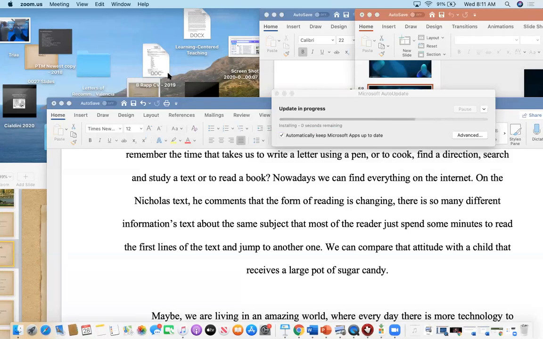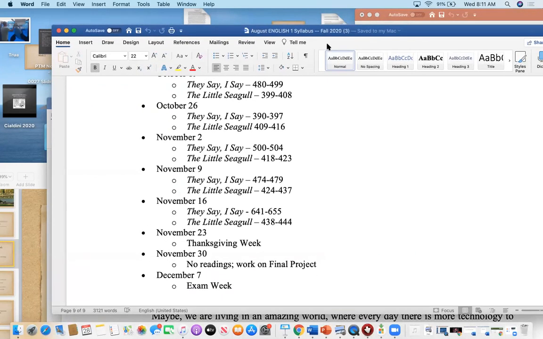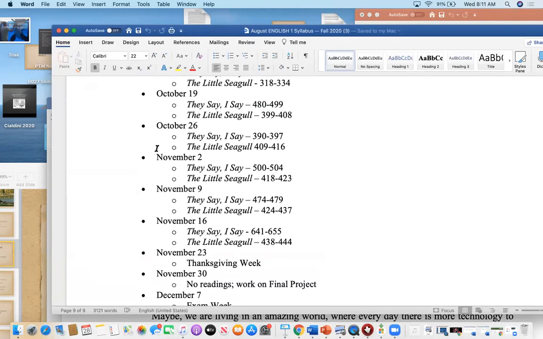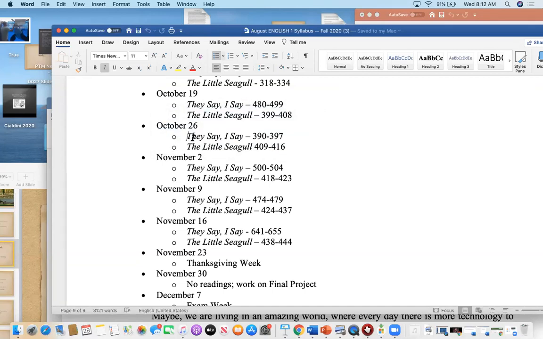Okay, so I don't think I have it pulled up here right now, but here's something to consider. Remember that the schedule for this week, remember that we are on this schedule. So we're going to go over the slides for The Little Seagull and They Say, I Say. But the main point that I want to point out is that for the next paper, you want to be sure to talk about what you say, okay?